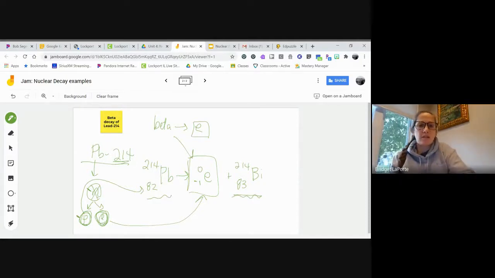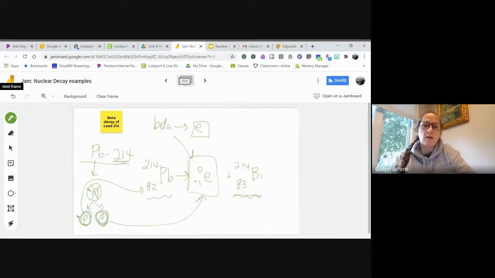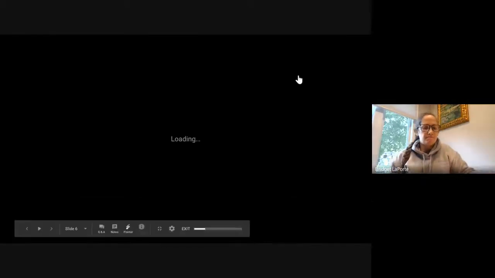So what we see here with alpha and beta decay are 2 different radiation particles that are released that can cause some changes in various structures, depending on the levels at which those alpha and beta particles get released into the environment.